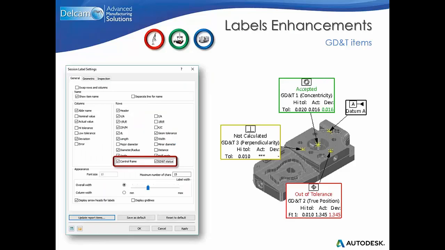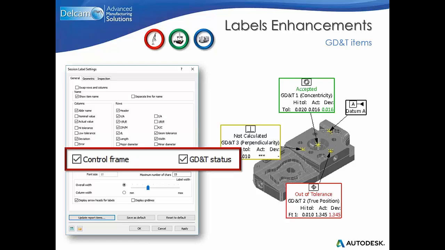In PowerINSPECT 2016, there are a number of enhancements to label formatting, particularly for GD&T items. So we can now display GD&T items labels. Also, new options have been added in the Session Label Settings dialog to enable further customization of labels, checking the control frame and the GD&T status, so that a user can see straight away whether these items are in tolerance or not.